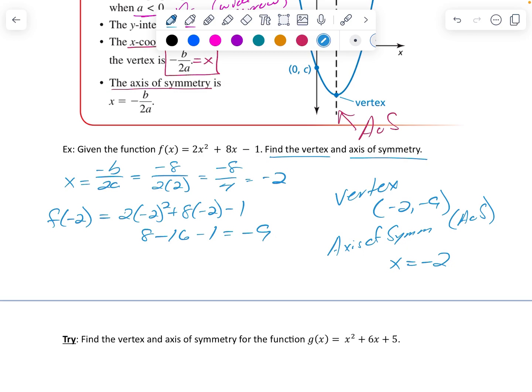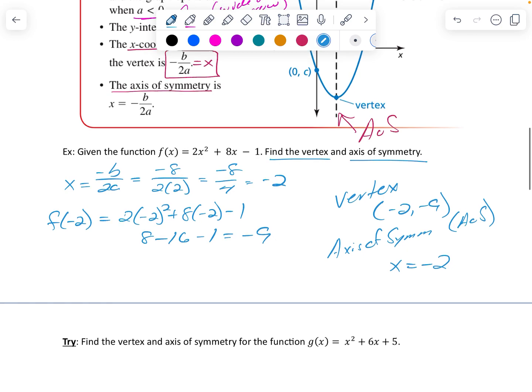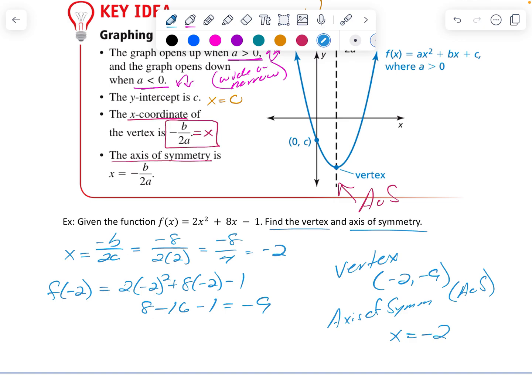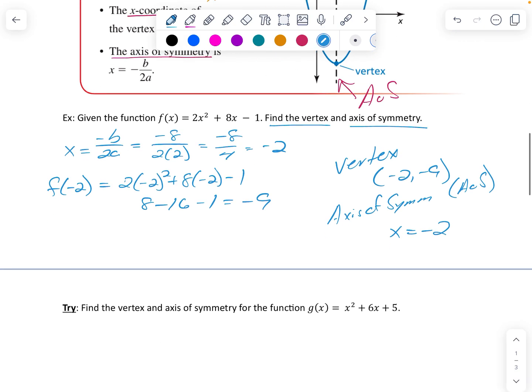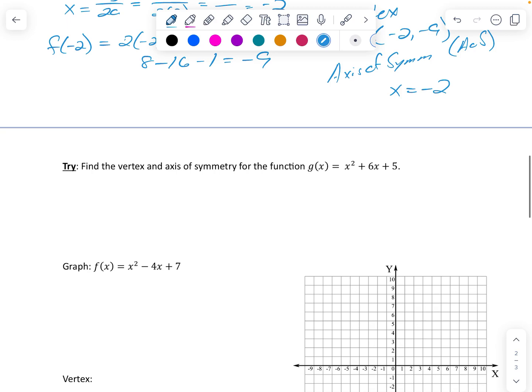So remember, the axis of symmetry is going to be that vertical line. It's always going to be x is equal to whatever the x-coordinate of your vertex is. It's that line that is going through the center of your graph. All right, now you try this one. You can pause the video and try it on your own.